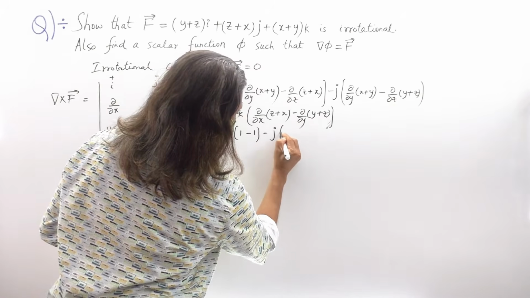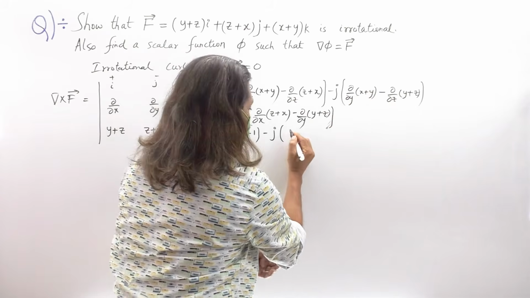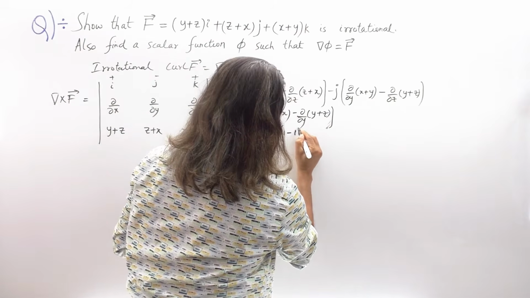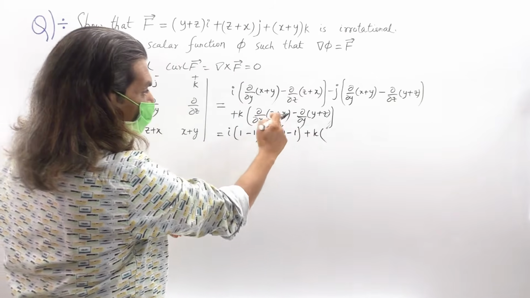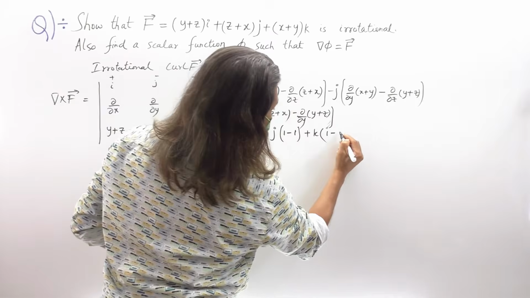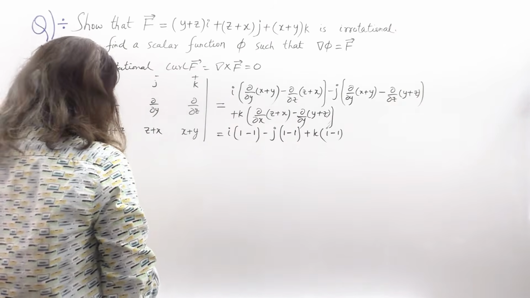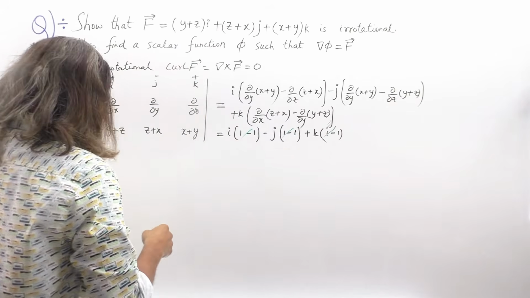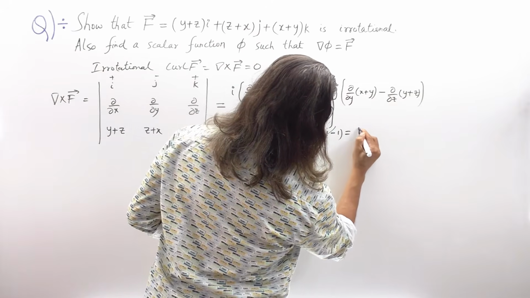Minus j into, again dou by dou x of x plus y: x gives 1, y is 0, minus dou by dou z of y plus z: y is 0, z is 1, plus k into, finally dou by dou x of z plus x: z is 0, x is 1, minus dou by dou y of y plus z: y is 1. So, now if you see here what happens, this all cancels. Therefore, what is the answer now? We get it as 0.